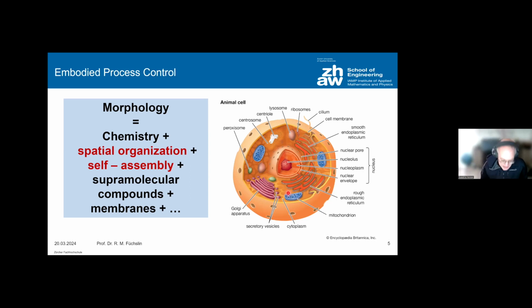The importance of spatial organization can, for example, be seen if you analyze how a eukaryotic cell is working. Here you see a picture that I have stolen from Encyclopedia Britannica, in which you see a eukaryotic cell, which is quite well organized and contains a lot of individual compartments.